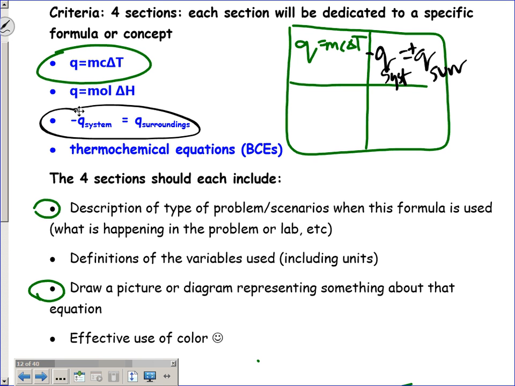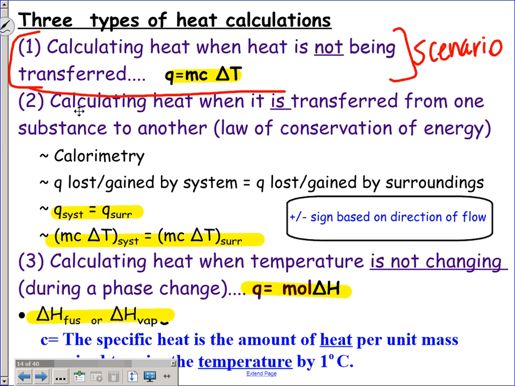So now we're talking about objects that are exchanging energy. Like a coffee cup in your hands, who's going to get the energy? Let's say it's hot coffee. Who's going to get the energy? Your hand. If iced coffee, who's going to get the energy? The coffee.